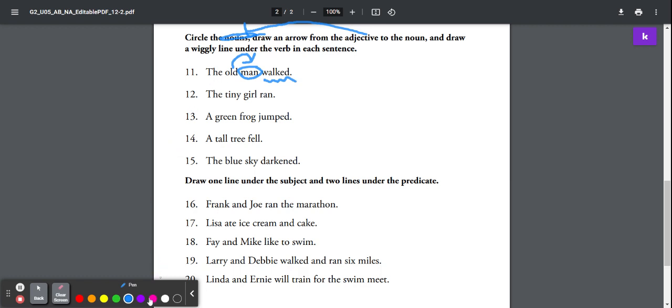All right, number 12. The tiny girl ran. So the noun is girl. What kind of girl? The adjective would be tiny, describing girl. And what did she do? The verb will be ran.